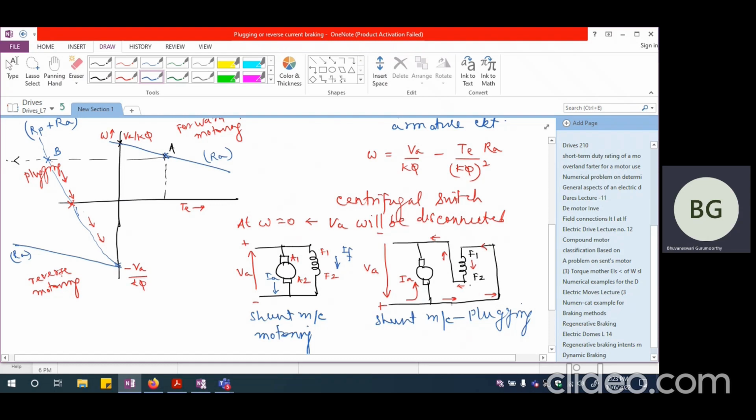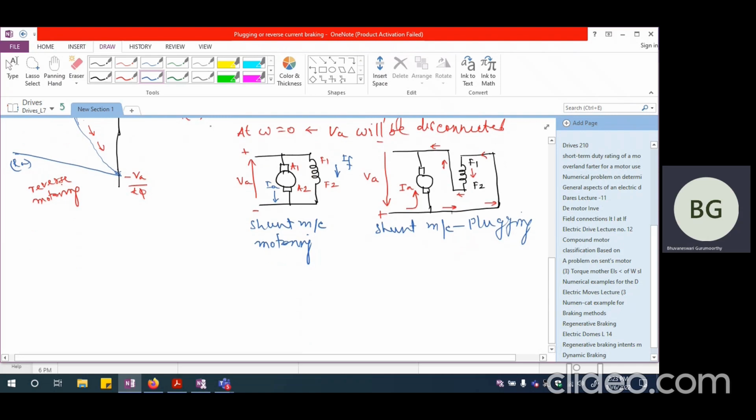So if you look at the series machine, again in a series machine also, we need to disconnect and reconnect the field. So this is the motoring operation of a series motor. So I'm going to have this as A1. This is A2 and this is F1 and this is going to be F2 and this is VA, positive and negative.